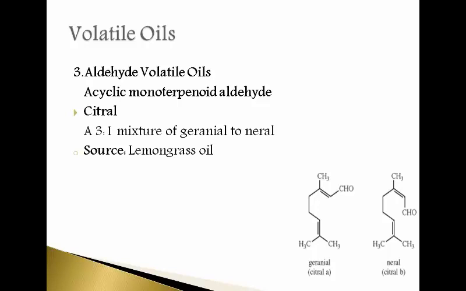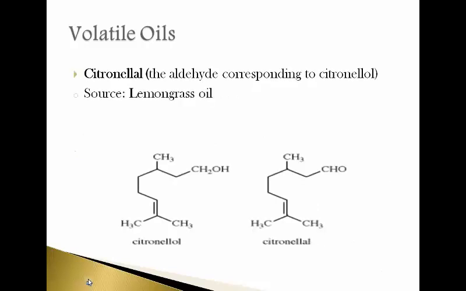You can see the structures. The open structure, the ring is open, with 10 carbons. That is why it is called a monoterpenoid or acyclic monoterpenoid aldehyde group. Citronellal is also another example of an acyclic monoterpenoid aldehyde, and it corresponds to citronellol by conversion of the functional group, and it is present in lemongrass oil.